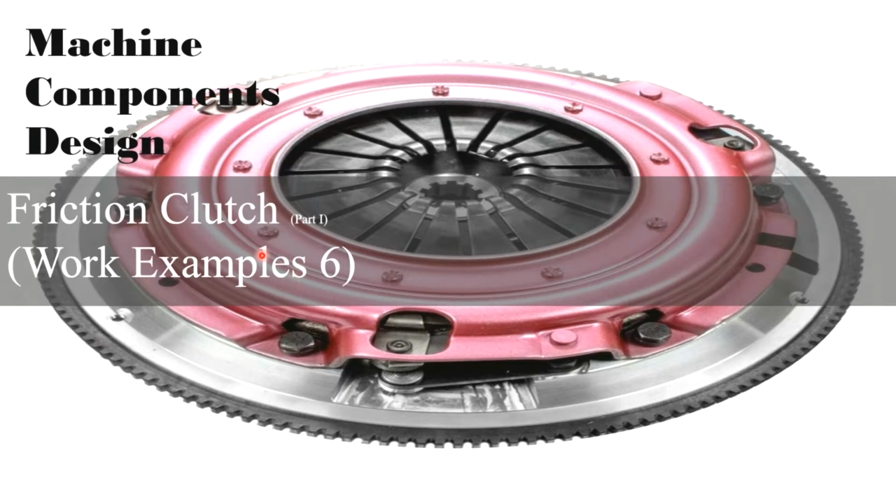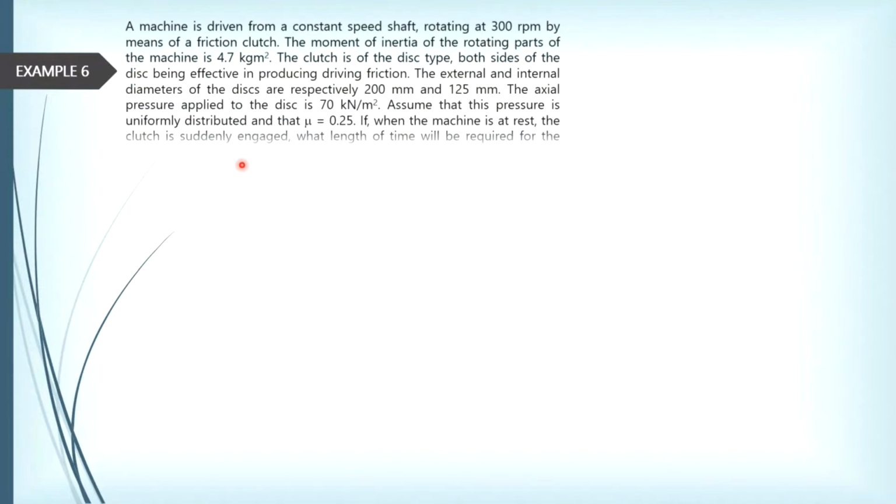Now the sixth example for friction clutch. A machine is driven from a constant speed shaft, uniform speed, rotating at a speed of 300 revolutions per minute by means of a friction clutch. The moment of inertia of the rotating parts of the machine is 4.7 kg meter squared. So that is the second moment of mass, or the moment of inertia. The clutch is of the disc type, both sides of the disc being effective in producing driving friction.